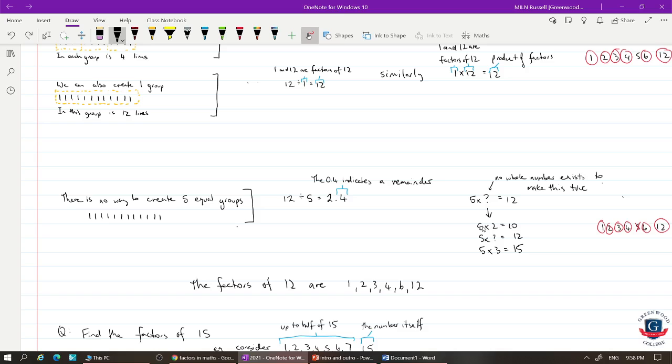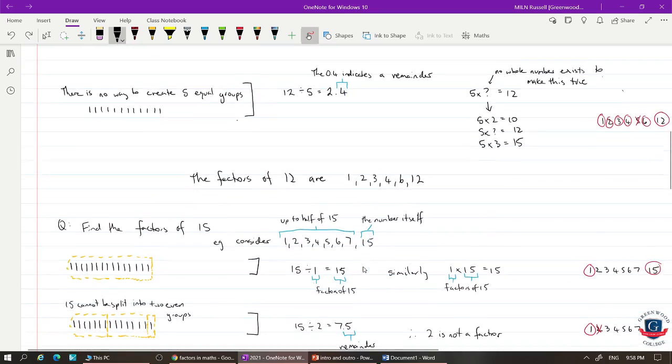And if we look, 5 lots of 2 would make 10, 5 lots of 3 would make 15. There's no whole number that sits between 2 and 3 that'll make 12. So we can discard it. It's not a factor of 12. And now that we've exhausted our list, we know all the factors of 12. It's 1, 2, 3, 4, 6, and 12, and I've listed them over here. So we've done 12. Let's have a go at 15.